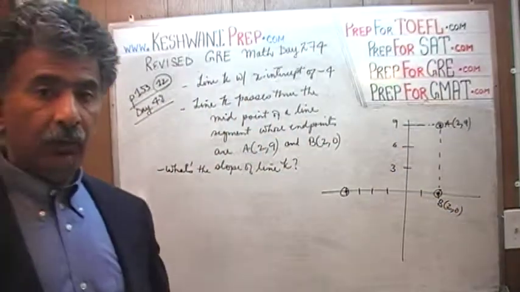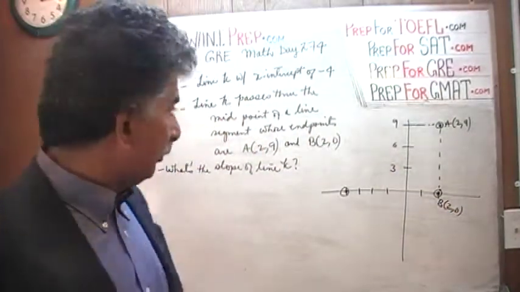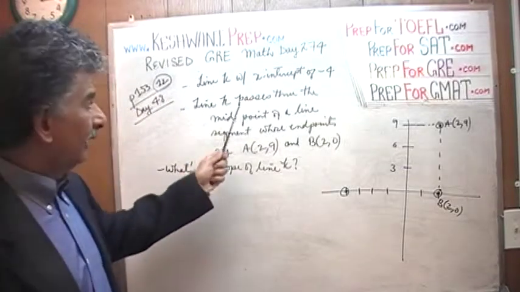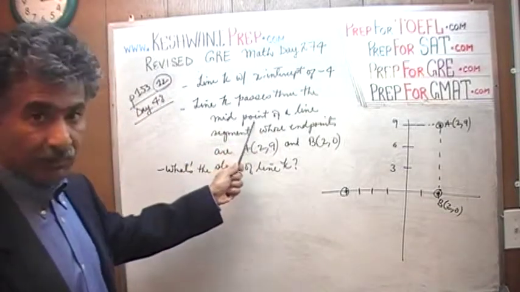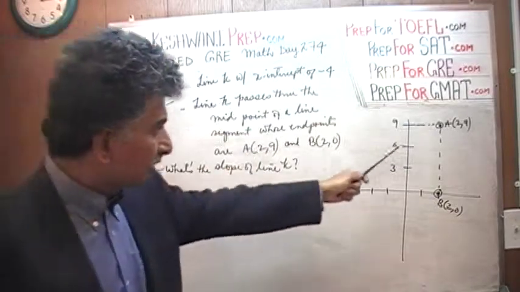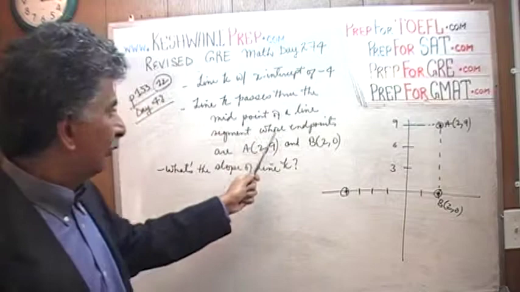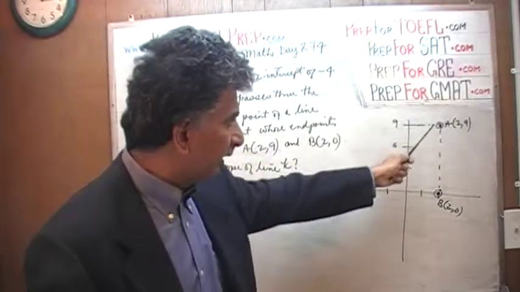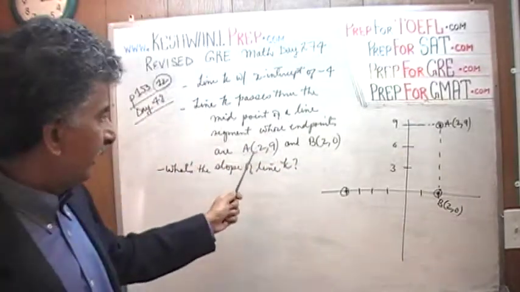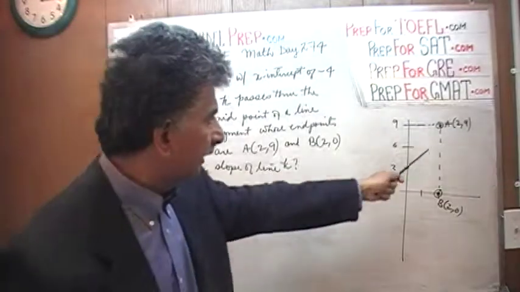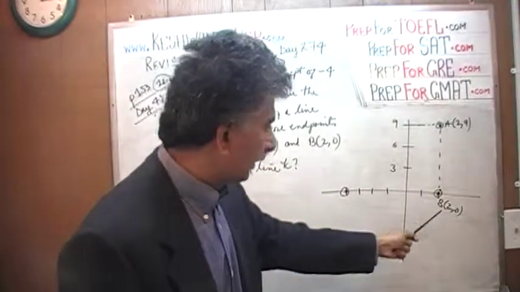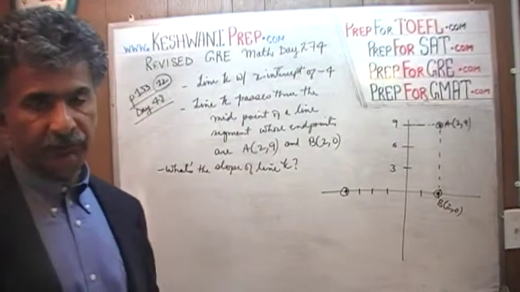Our job is to figure out where the midpoint of this line segment is. One more time, we are told line K passes through the midpoint of a line segment which goes from A to B. That's your line segment right here. These are the endpoints. This is where it begins from, this is where it ends. Whose endpoints are 2, 9 right here and 2, 0 right here. What's the midpoint of this line segment?